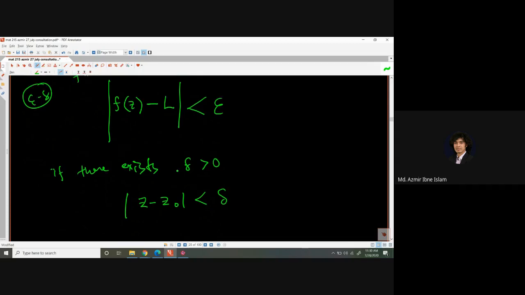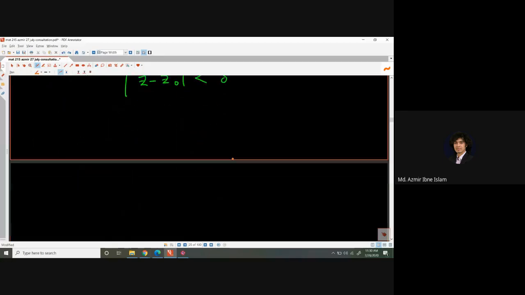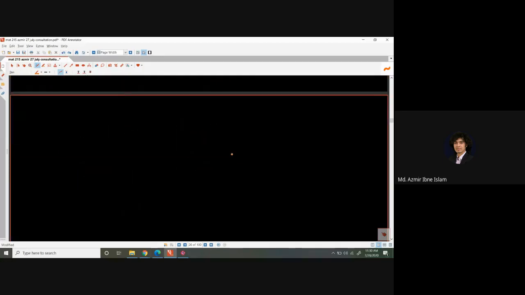First of all, try to focus on the target. Our target is to find if there exists a delta. That is the main part. Our target is to find delta. You will understand if I give you one example.